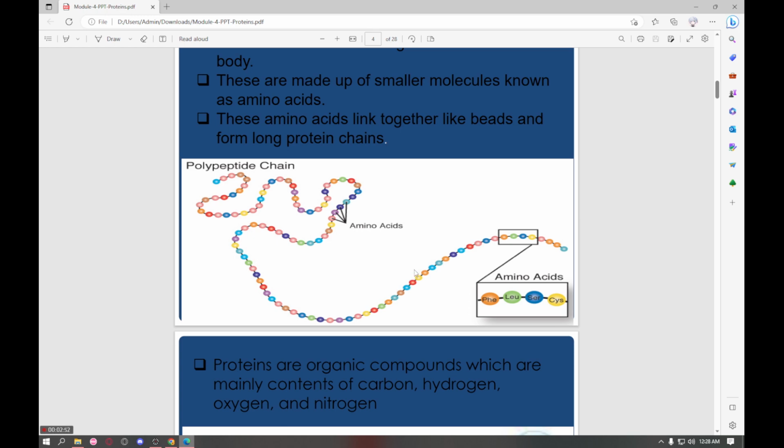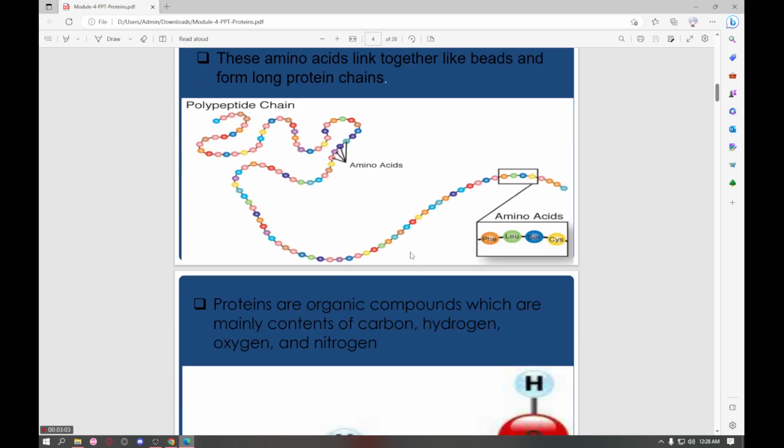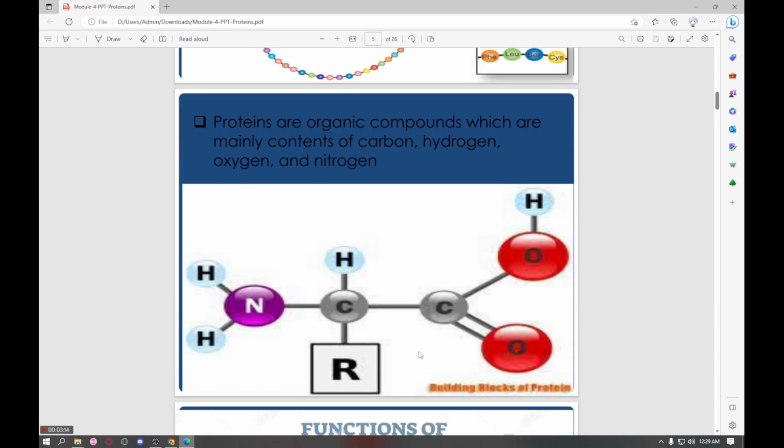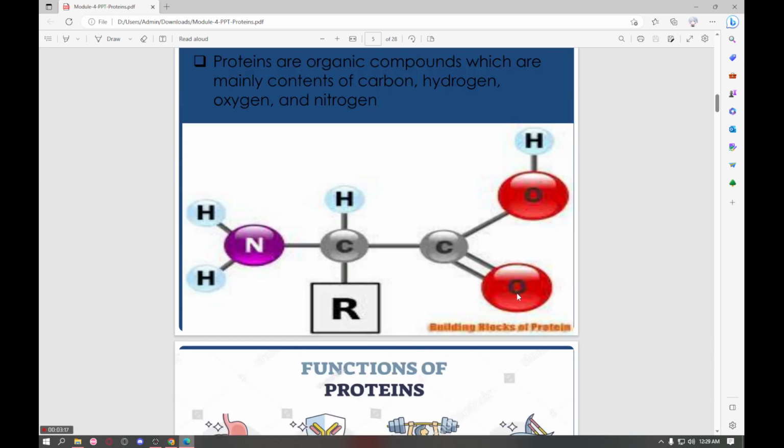Your proteins are organic compounds. If you remember our previous lesson, when you say organic compounds, these are made up of carbon. There are four main components of your amino acids: carbon, hydrogen, oxygen, and the other one, nitrogen. This is the structure of your protein, made of hydrogen, nitrogen, carbon, and oxygen. These are the building blocks of your protein.